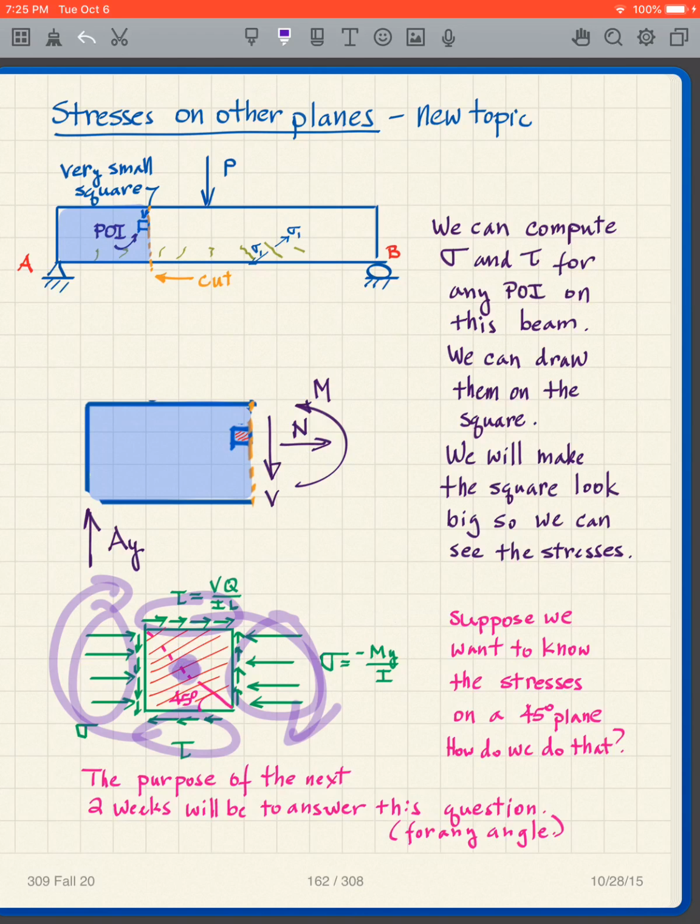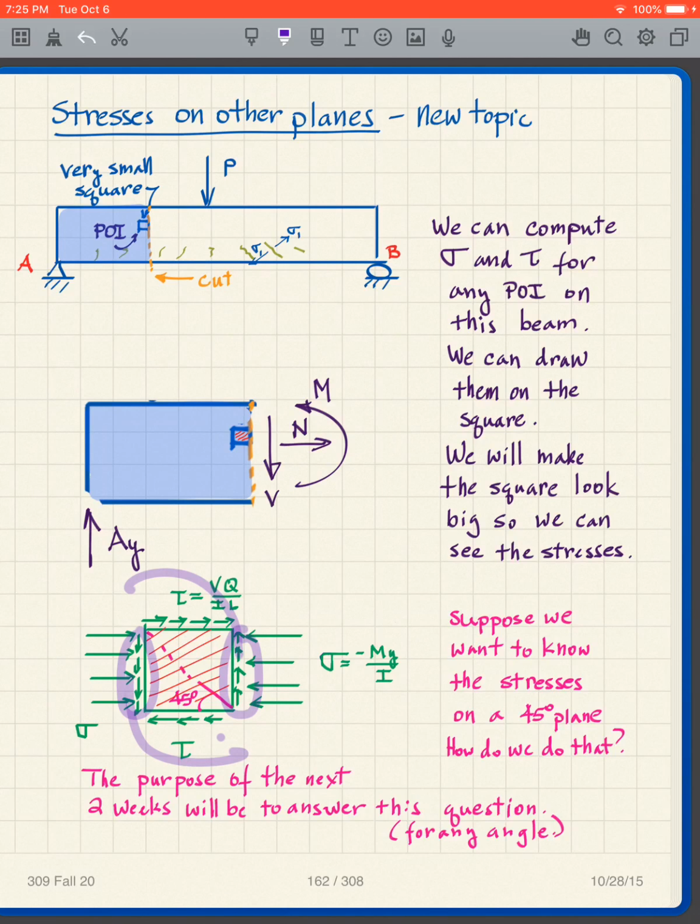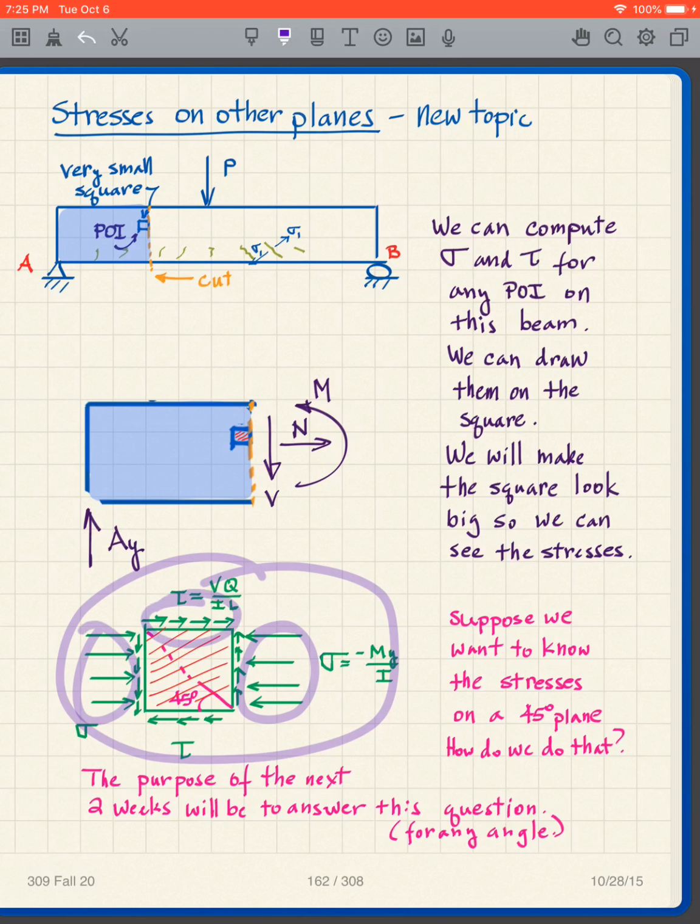In other words, it's not in equilibrium. So to get equilibrium, what do I need? I need this and this here to cause a counterclockwise rotation, and it's got to be equal and opposite to the clockwise rotation. And so this value is VQ over IB, and this is VQ over IB. So on this square, we have been able to figure out the sigma here, the tau here, and the tau here on this little square.